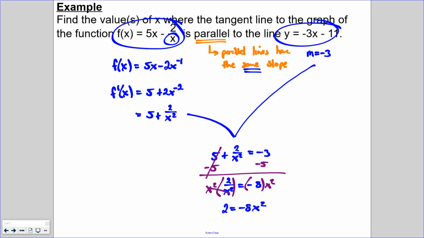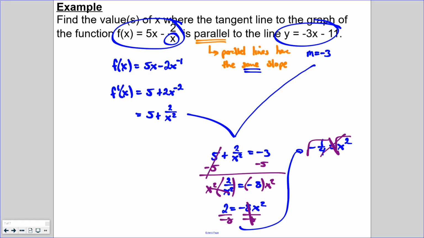And then I can divide both sides by negative 8. I've run out of room, so let's continue over here. This is going to give us negative 1/4 is equal to x squared. All right, so we can continue solving for x by taking the square root of both sides. And here's where we run into a problem. Yes, we can take the square root of a negative number, it's going to be a complex number, but in calculus, we're only dealing with real numbers. So therefore, we're not going to be able to find an x value.